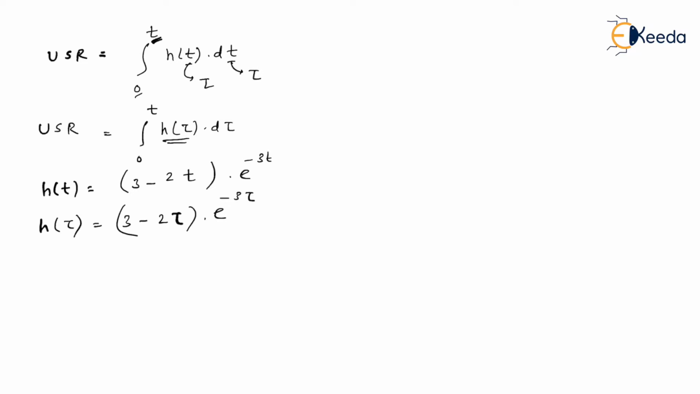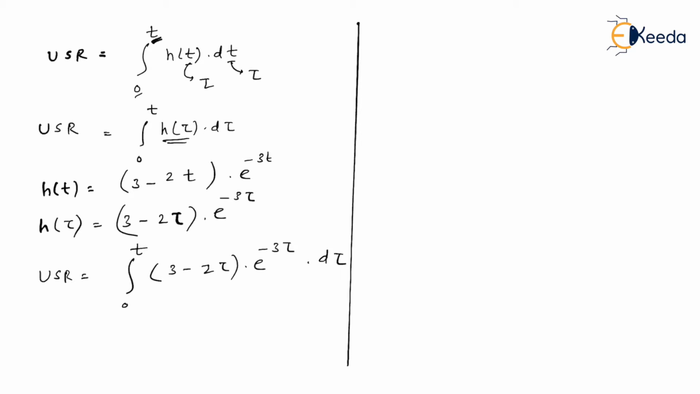Very simple. Let us substitute and get unit step response. So unit step response is nothing but an integration from 0 to t of 3 minus 2 tau times e to the power minus 3 tau d tau. Simple. Let us solve this further. So unit step response is equal to, I can take this into bracket. So it would be integrating over 0 to t, 3 times e to the power minus 3 tau minus 2 tau times e to the power minus 3 tau, d tau.